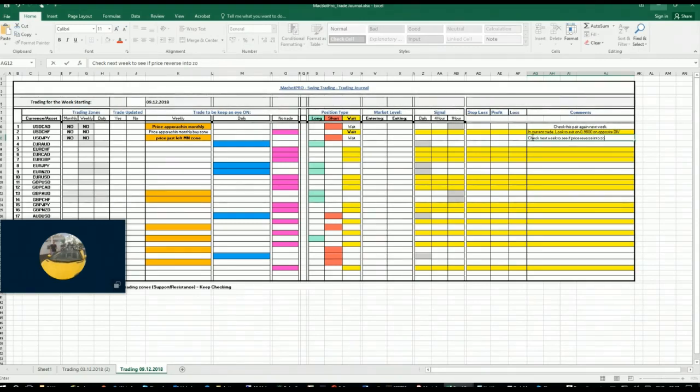Which zones there, yeah. Or just check next week to see if sell re-entry is possible. So that's what you put in. Don't put in too much there. Okay, so yeah, if price reversed into zone. Next we go to the next one, which is the Euro Aussie.